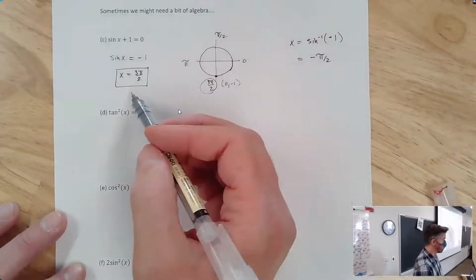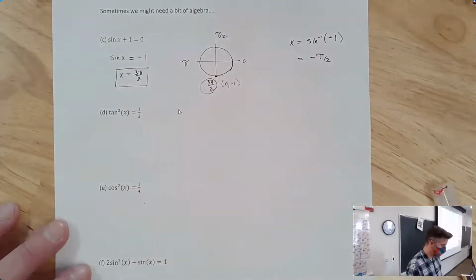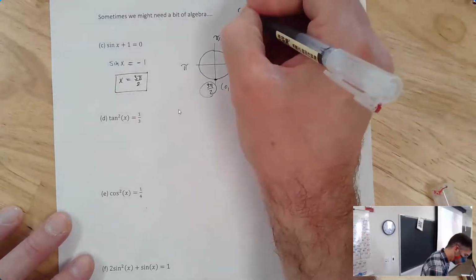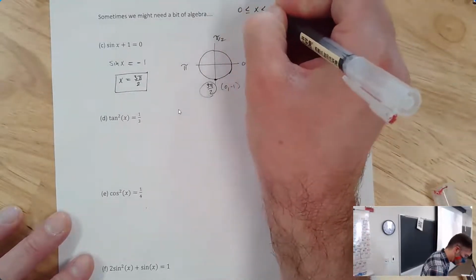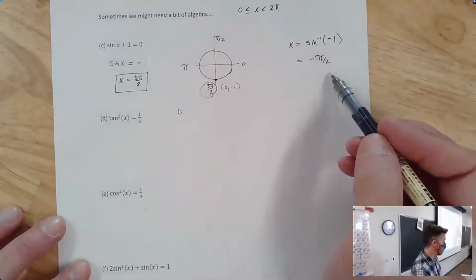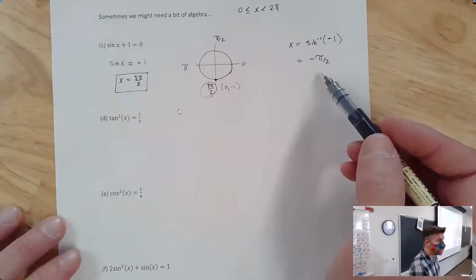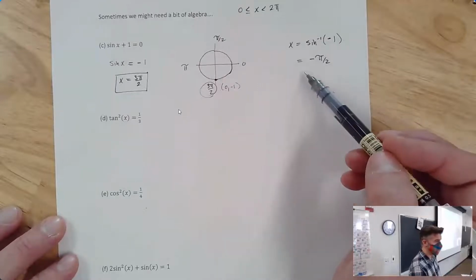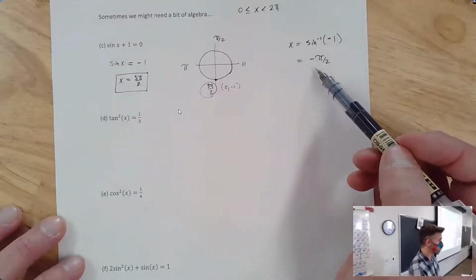But this answer is different from that answer. And since we said we wanted our answers to be between 0 and 2 pi, it's really important that this is the answer we give and not that one. You can certainly use a calculator to help you figure out what the answer should be, but make sure your answer lives in the right domain.